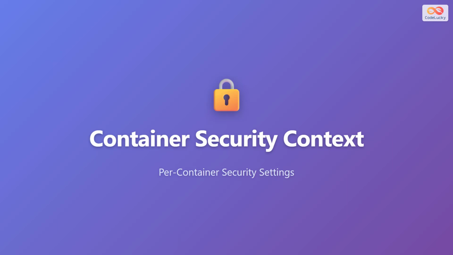Container security context is a fundamental aspect of Kubernetes security that allows you to define privilege and access control settings for individual containers. In this tutorial, we'll explore how to configure per container security settings to ensure your applications run with the least privilege necessary, reducing the attack surface and enhancing overall cluster security.